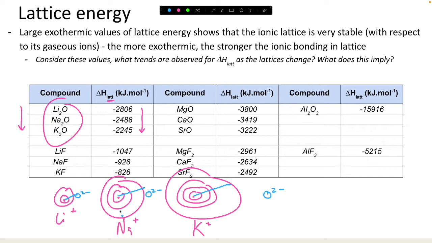So as we go down the group, and we can see this with our 2+ ions, magnesium, calcium, strontium, as we go down, as the charge stays the same, but as the ion becomes bigger, we can see that the lattice energy decreases. We can infer that the bigger the atom is, the further the positive charge is away from the anion, therefore electrostatic attraction becomes weaker. Therefore, the ionic lattice is becoming less stable. So therefore, lattice energy is going to become lower.